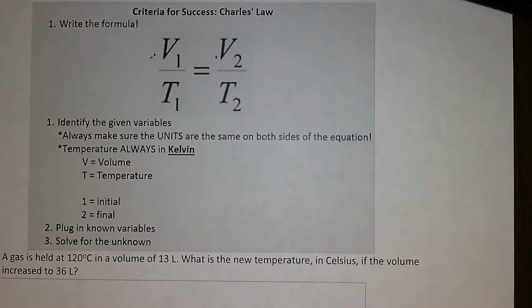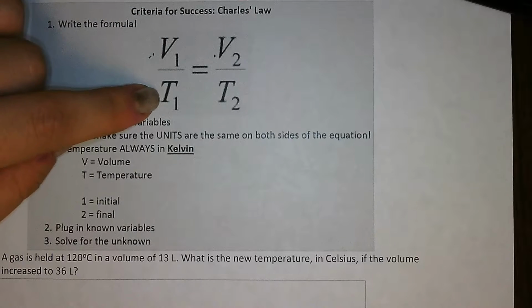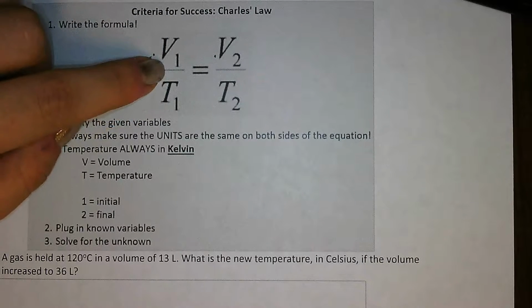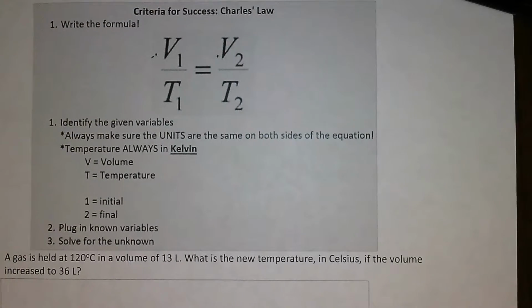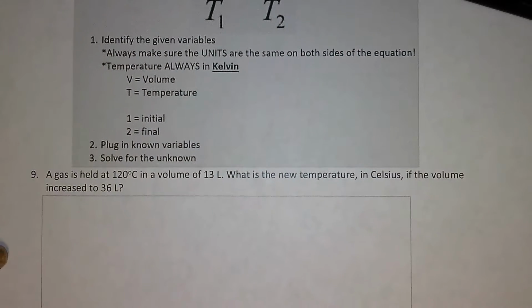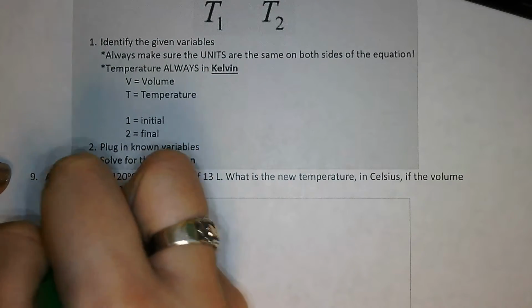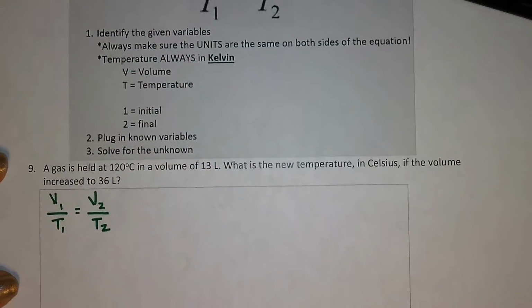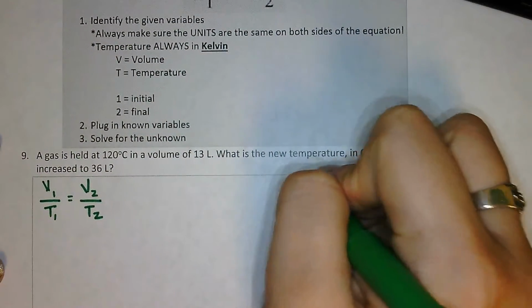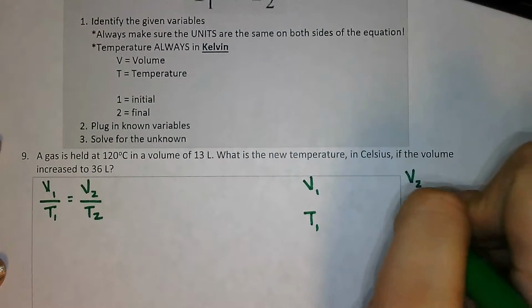How you know that you have to use this equation is they will tell you something about volume and something about temperature, but they will not mention pressure at all, or they will say that pressure is constant. Pressure stays the same. So let's start by writing our equation. V1 over T1 is equal to V2 over T2. And next we have to identify our variables. So we got V1, T1, and V2, T2.